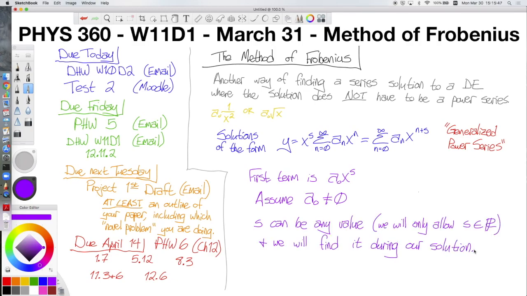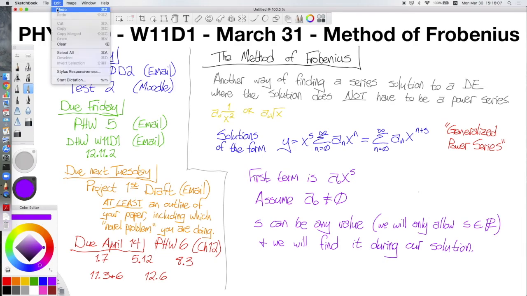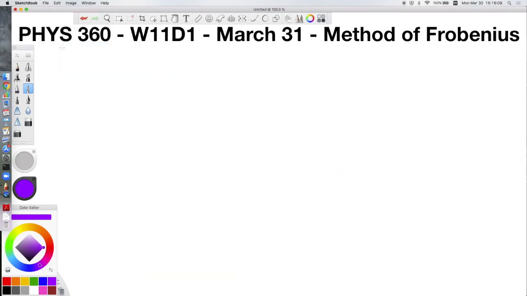Just a brief note, s can be anything, real, complex, imaginary, but we're going to stick to situations where s is a real number, and for a lot of what we're doing, it will be an integer or a rational fraction. So, with all of this in mind, we are now ready to actually do an example. And the example we are going to do is the following differential equation.